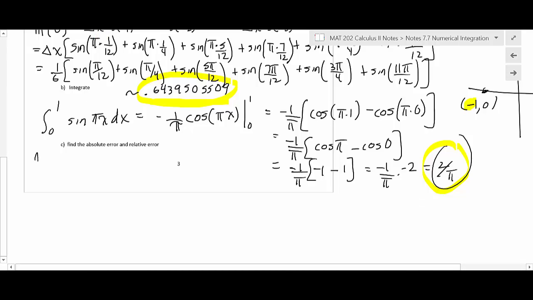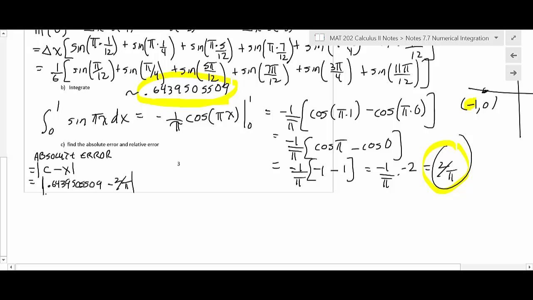So the absolute error is a real simple thing to compute. When you do the absolute error, the formula that was on the first page was C minus X. What is C? C is the approximate answer. So what we would do is take the 0.6439505509, and then subtract off the 2 over pi.